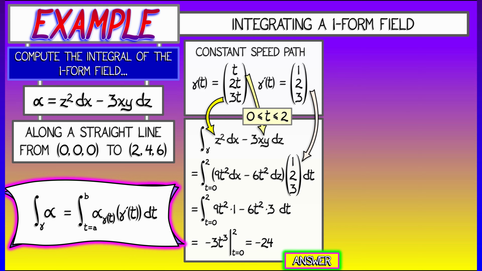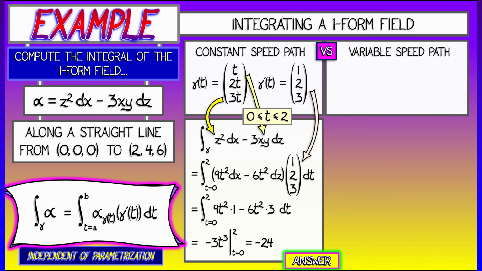But remember, this formula for the integral of the one-form field is independent of the parameterization. That means if we used a different path that didn't have constant speed, but which was variable speed, but which traces along the same curve, let's say gamma of t is (t squared, 2t squared, 3t squared), so that we start off walking slowly and then speed up as t increases, well, this should give us the same answer. Now, in this case, t does not go from 0 to 2. It goes from 0 to root 2, so that we end at the same point.